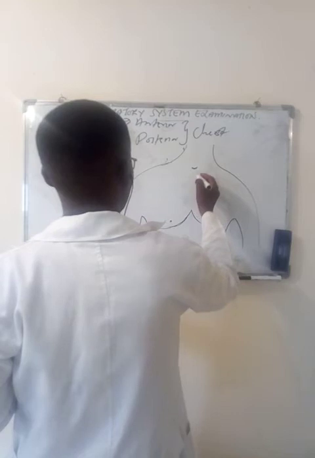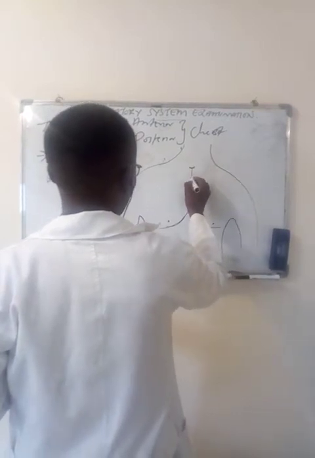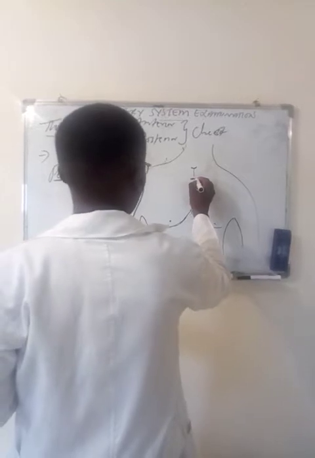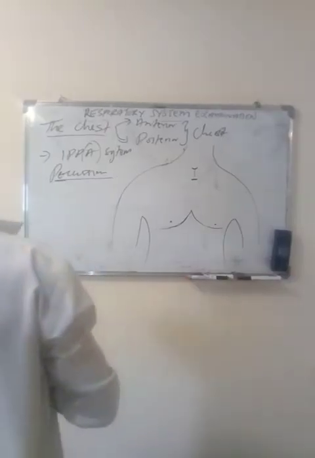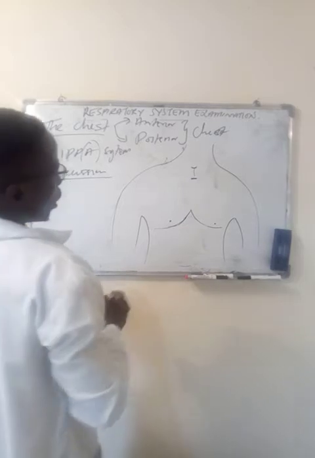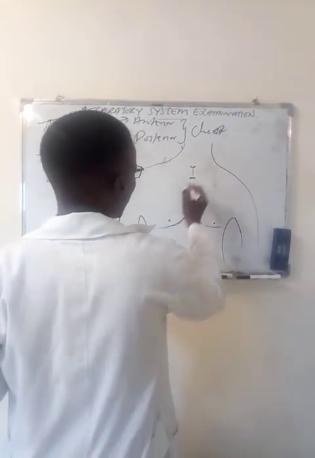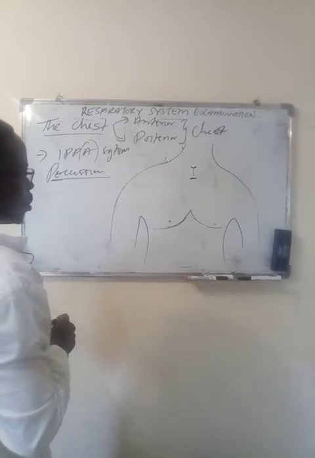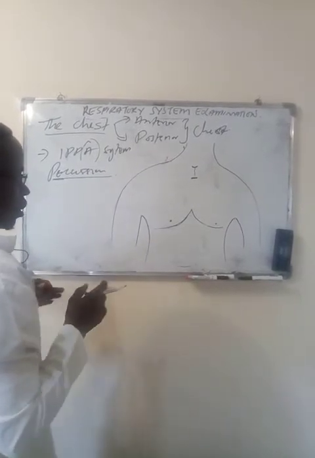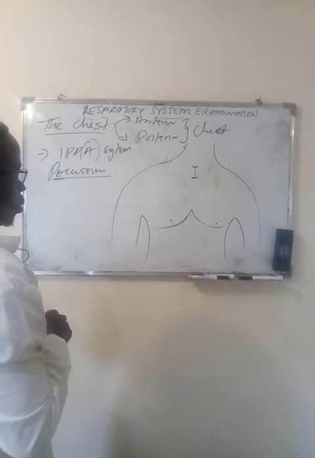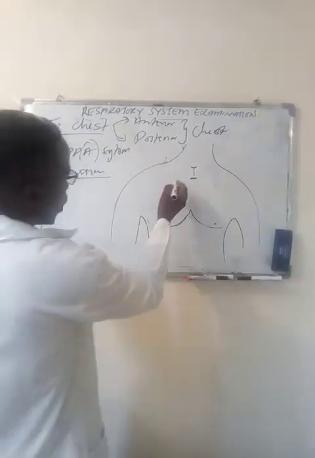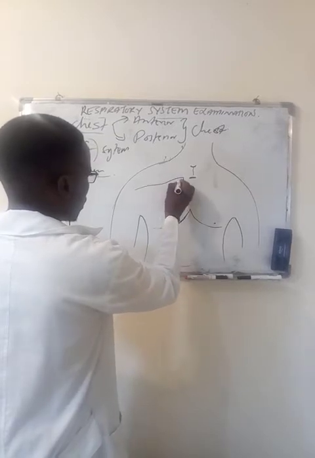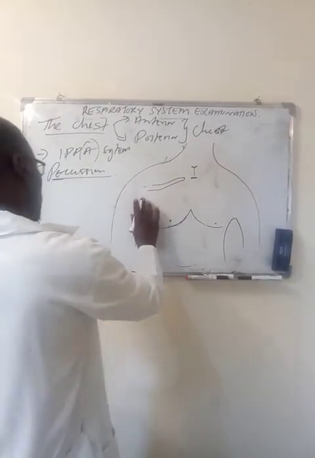Then just down, when you come down there, you're going to find what is called the angle of Lewis, okay? The angle of Lewis. Now, this angle of Lewis is very important because that's the level of the right atrium. It's also the level of the bifurcation of the trachea and so on, okay? Other than that, this is almost exactly where the second rib joins, okay? The second rib joins somewhere there.